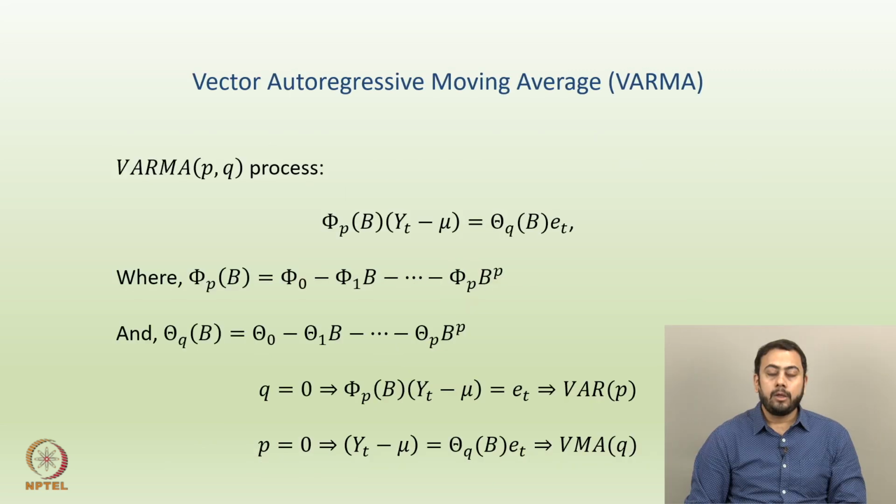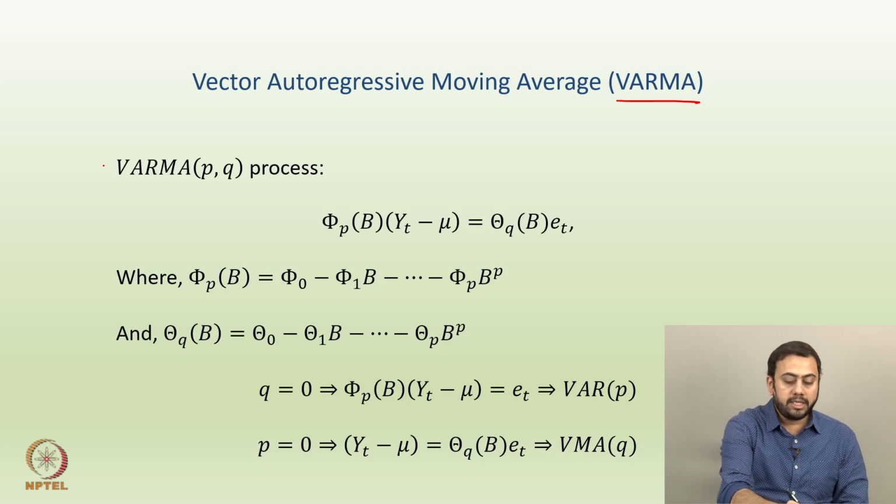Alright, so now the next model we will discuss is a more generalized version, which is called vector autoregressive moving average, or in short, a VARMA model. Again, VARMA should have a similar structure to a univariate ARMA process, isn't it? The only difference is there will be some matrices there, there will be some random vectors there, and so on and so forth.